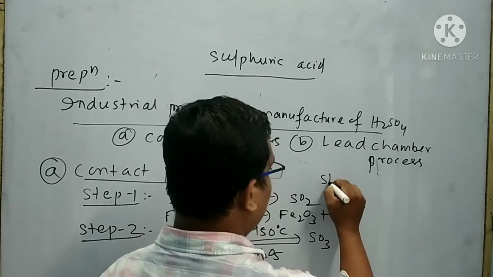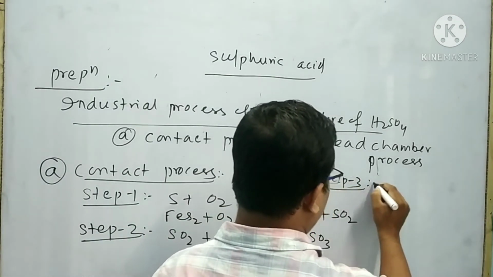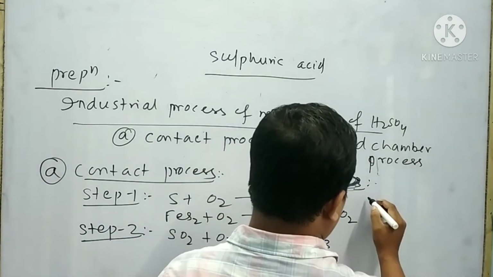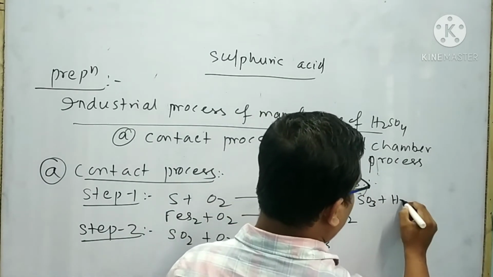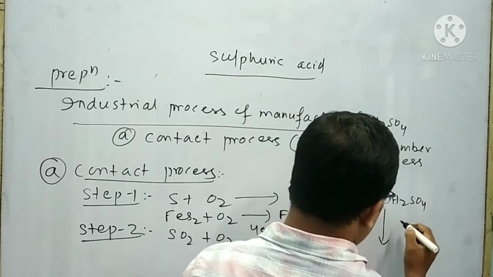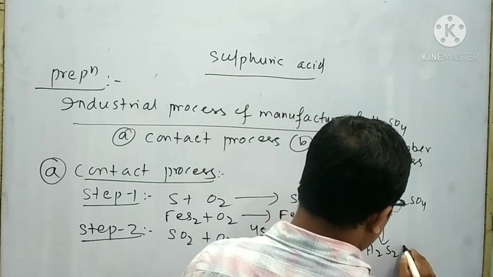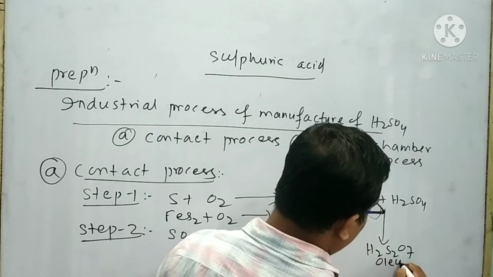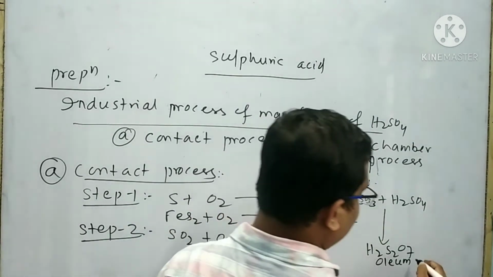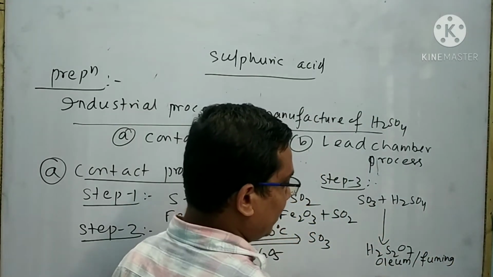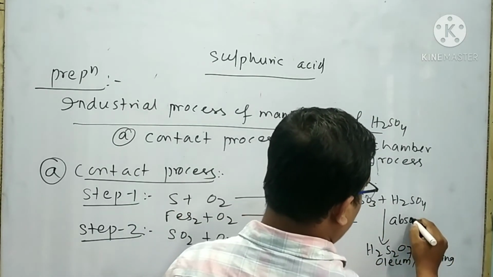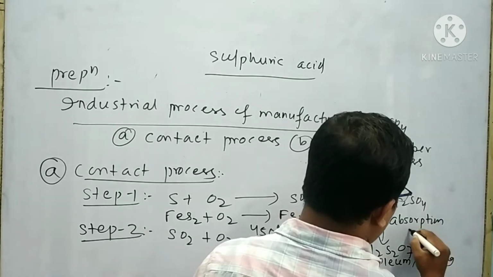Step number 3 is formation of oleum. I can write the reaction like this: SO3 plus H2SO4 gives H2S2O7. This is said to be oleum or fuming sulfuric acid. This is done in the absorption tower.